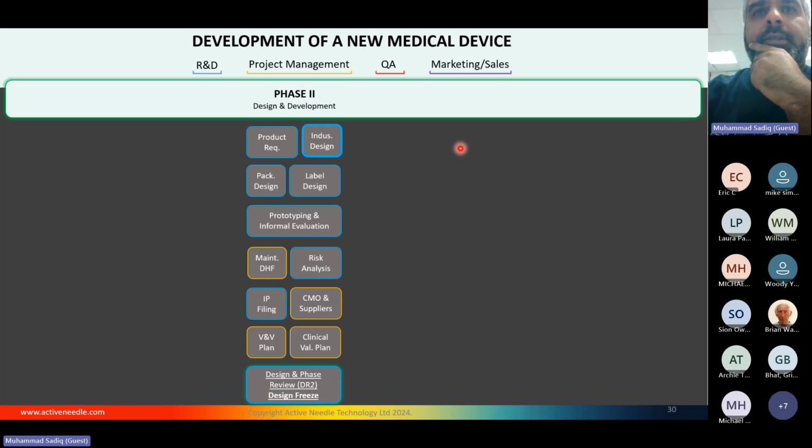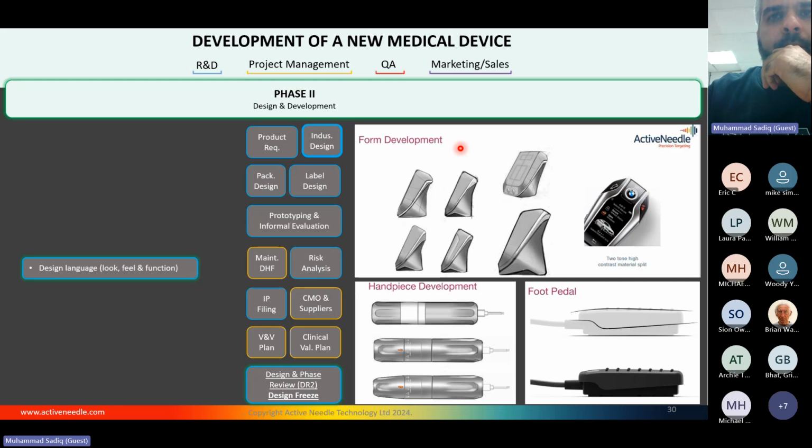Phase 2 is the detailed design and development phase. Here, one of the important things that you have to consider is the industrial design. Industrial design, or product design language, is a term normally used to describe how the brand values and customer insights are translated into how a product looks, feels, and functions.